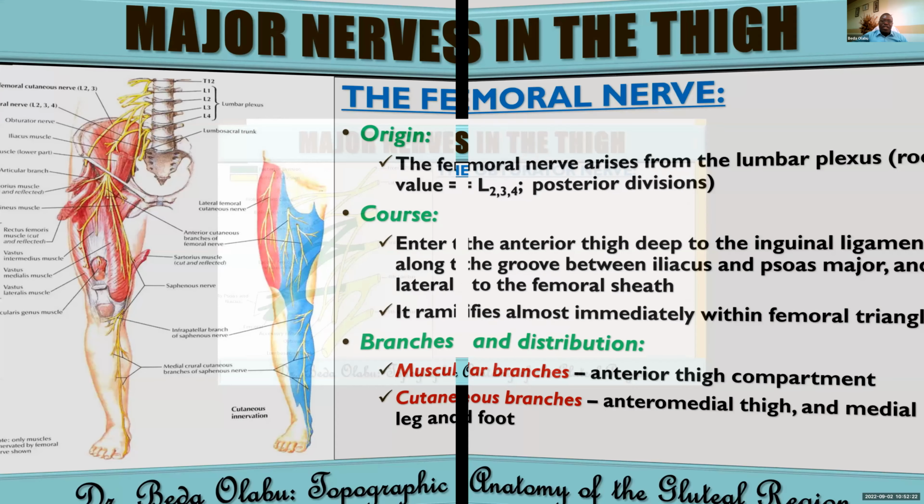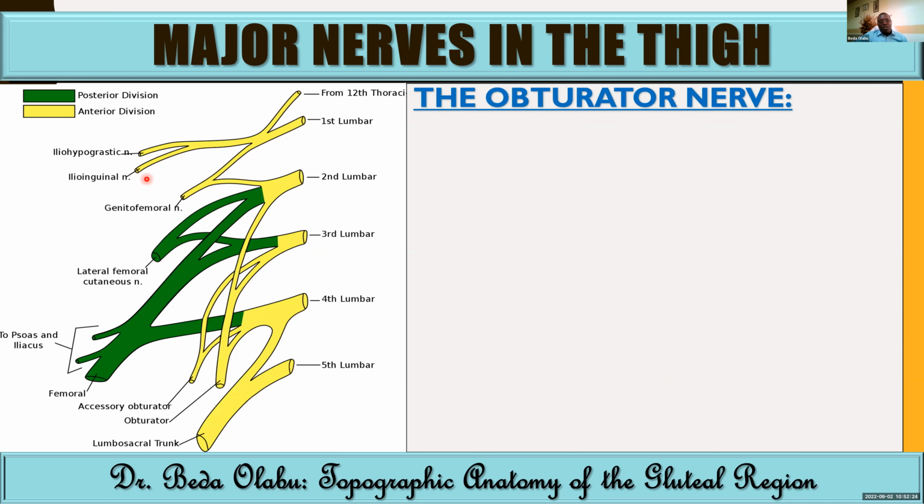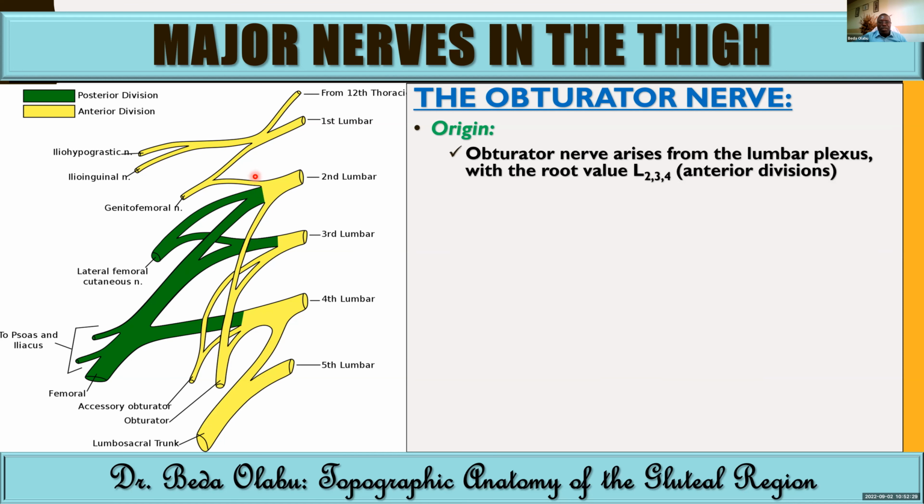The last nerve is the obturator nerve. The obturator nerve also originates from a similar root value to that of the femoral nerve, but there's a difference. The femoral nerve was from the posterior divisions. The obturator nerve is from the anterior divisions of the similar root value. So this is what forms the obturator nerve. Occasionally, you may have an accessory obturator, sometimes not there. So let's just talk about the obturator nerve itself.